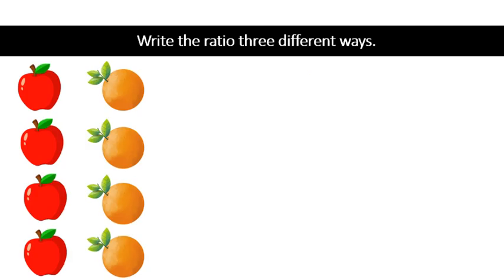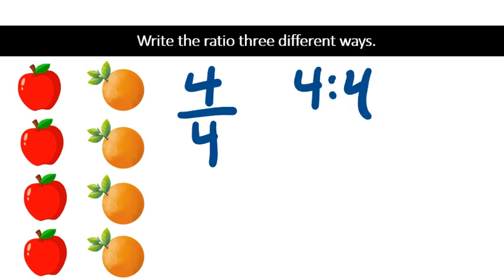Now we have 2 of my favorite fruits. What we have here is apples and oranges. For every 4 apples, you get 4 oranges. So you can write that as 4 over 4, 4 colon 4, or you could do 4 to 4. It's going to be the same.